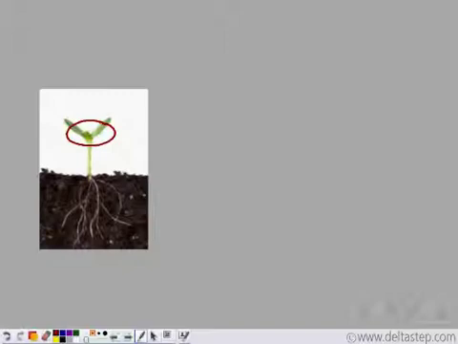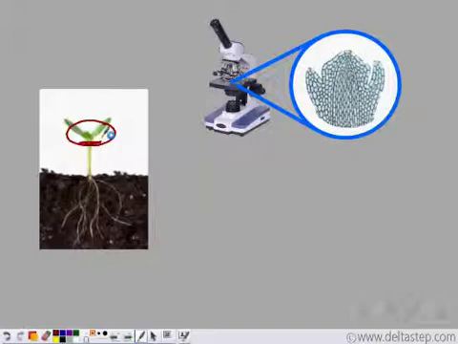So let us cut a small portion of the shoot tip and observe it under the microscope. This is what you see. This is the shoot tip. See, you can see all the cells. Now, let us perform a small experiment.